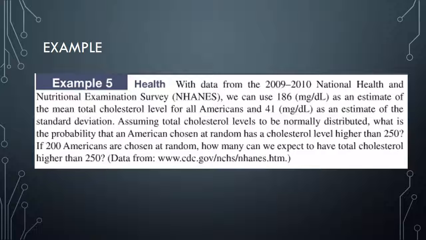All right, next example. It says with the data from the 2009-2010 National Health Nutritional Examination Survey, we've seen this one before, we can use 186 as an estimate of the mean total cholesterol level for all Americans age 40 and 41 as an estimate of the standard deviation. So the mean is 186, the standard deviation is 41. Assuming total cholesterol levels to be normally distributed, that's important because you don't ever want to do a z-score and put it on a normal curve if it's not normally distributed, so they'll usually tell you that.